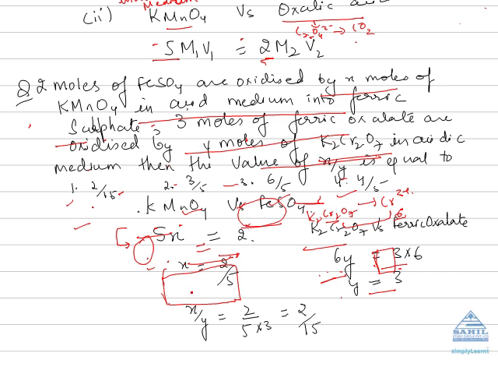Now you can find out easily the ratio of X by Y, that is X by Y is equal to 2 by 5 into 3, which is equal to 2 by 15.